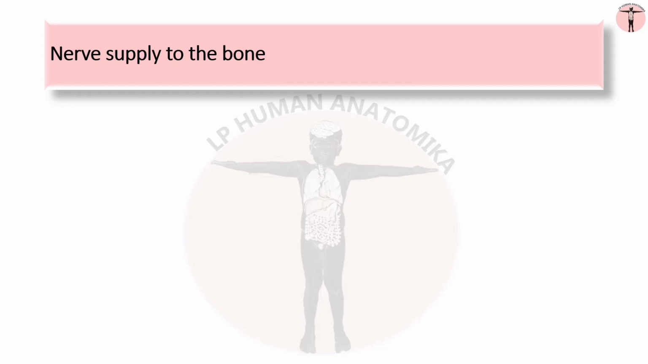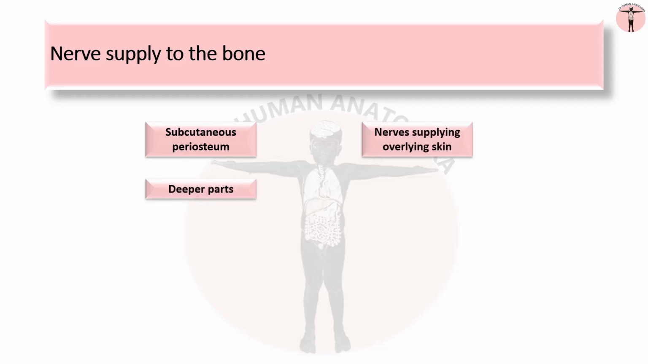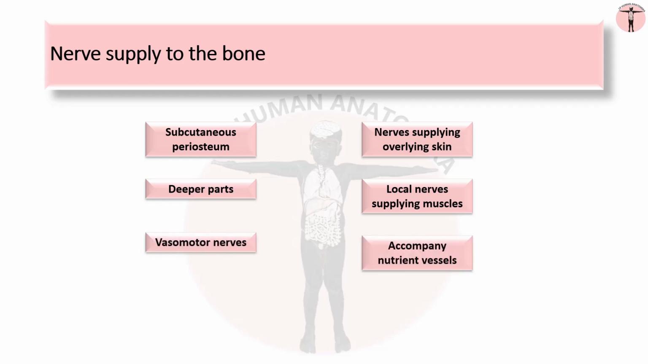Coming to the nerve supply to the bone, the local nerves supplying the skin and muscles of that particular region also supply the bones. Subcutaneous periosteum is supplied by the nerves of the underlying skin. In deeper parts, the local nerves, usually the branches to nearby muscles, provide the supply. Periosteum in all parts of the body is very sensitive. Other nerves, probably vasomotor in function, accompany nutrient vessels into bone. With this, we finish the parts and neurovascular supply to various types of bones. In the next session, we will discuss the histology of bone.